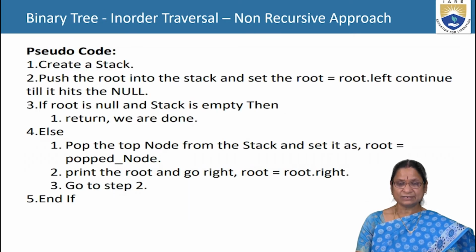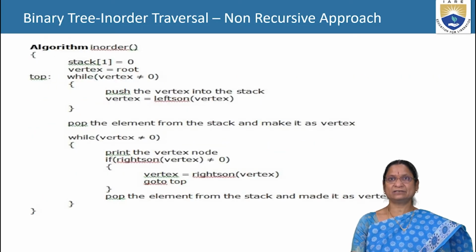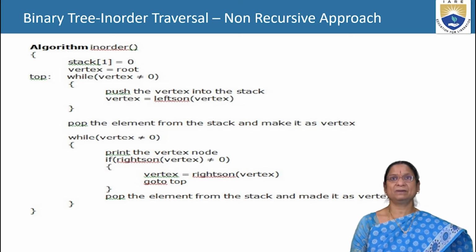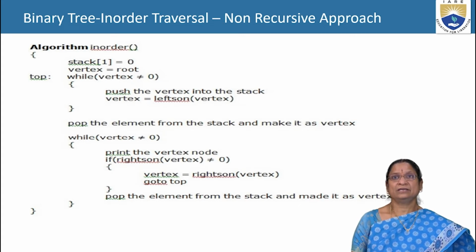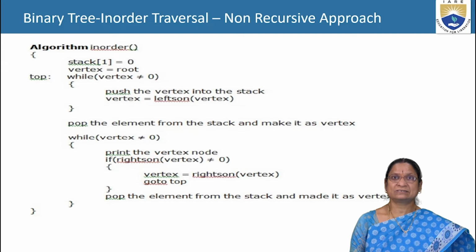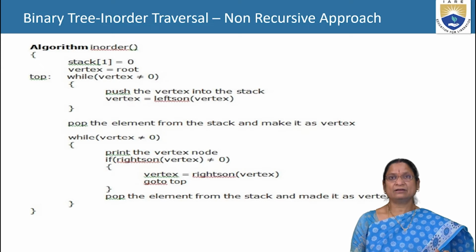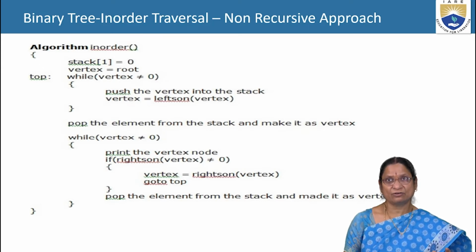So this is a pseudocode, written just like English, but a little more program-based implementation we will consider here. We will write an in-order algorithm using the notation which we discussed in the initial videos of this course. So in-order traversal: the stack we first initialize as 0. Vertex is equal to root we are considering, while vertex is not equal to null, we do the process of pushing, and vertex is updated as the left son of vertex.